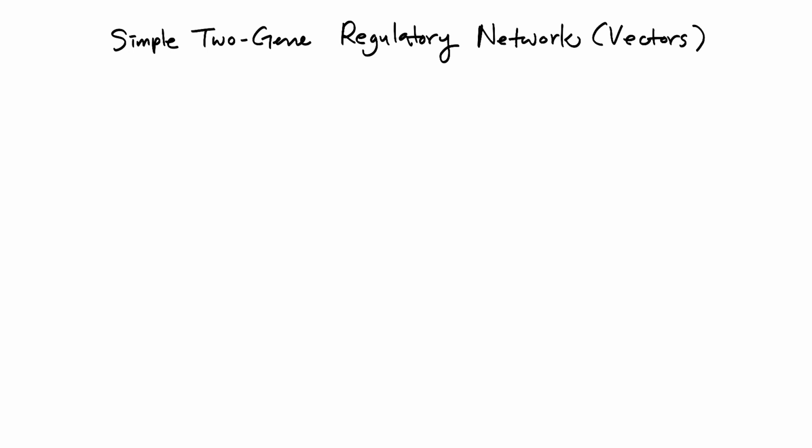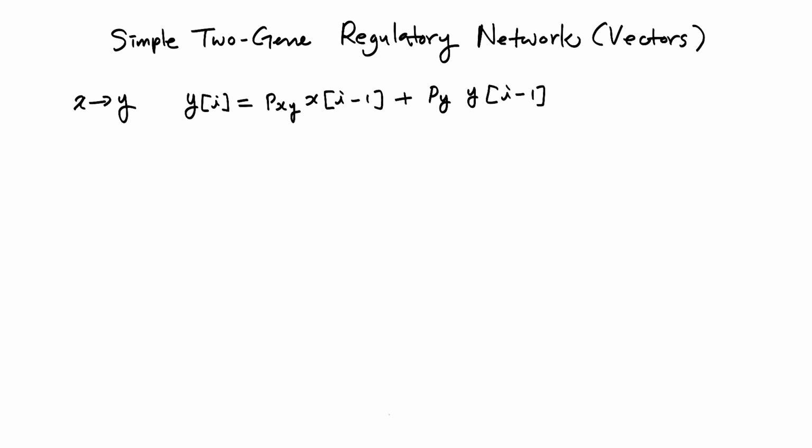In this video, I want to talk about how a simple two-gene regulatory network can be compactly represented using vectors. So we have a simple gene network, X activates Y, and this can be represented by this discrete time equation. Y of i is P sub xy times x of i minus 1 plus P sub y times y of i minus 1. So in case x and y protein concentrations are measured every minute, this equation is telling us that the current protein concentration is determined by x protein concentration 1 minute ago and also y protein concentration 1 minute ago.